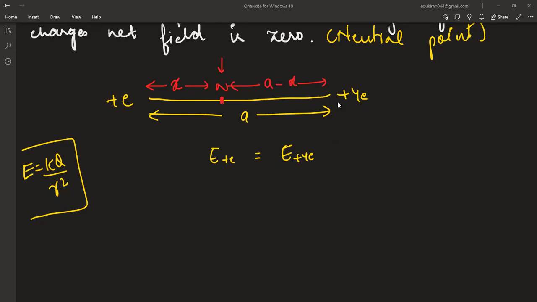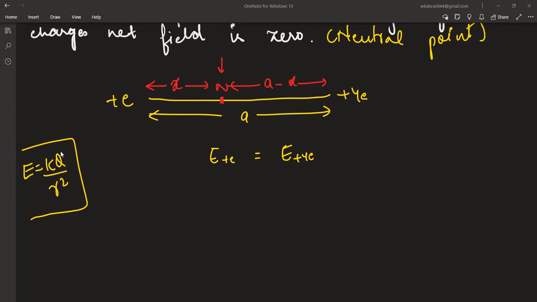Yes, Aliza, can you try? KQ by R square is the general equation. I want to find out the equation at point N due to plus E. How do we fit in the formula because of plus E till this point? Keep on trying it here along with the class. Formula for point charges, because these are point charges. Electrons, protons, these elementary particles are point charges. That's why we are using the formula.